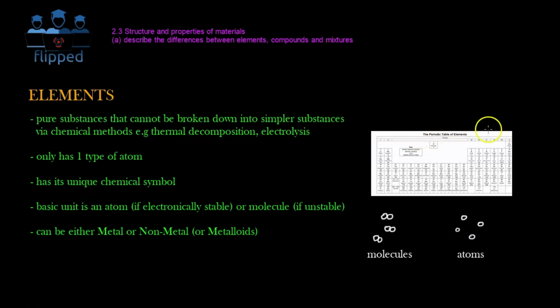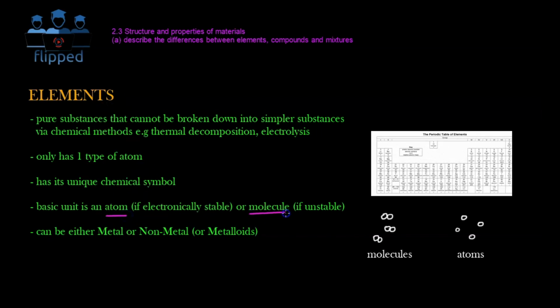So let's take a look at the periodic table here. It's a bit small, but basically everything that has its own chemical symbol is called an element. So if it cannot be found in the periodic table, it's not an element. The basic unit of an element is called an atom if it's electronically stable, or a molecule if it's unstable.